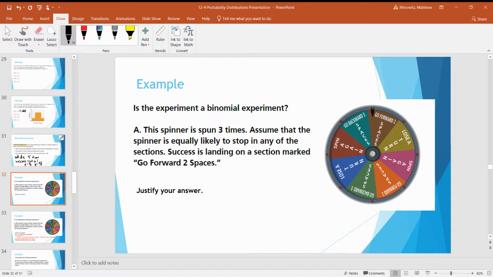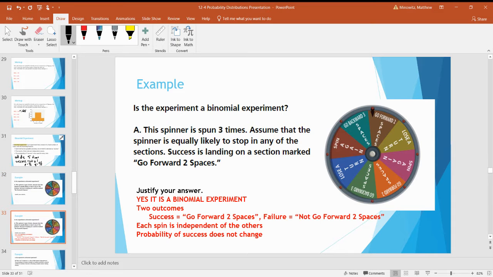Okay, so it says the spinner is equally likely. Every time I spin it, it seems like random chance, so I would say yes, it's a binomial experiment. We either have success, which is go forward 2 spaces, or failure, anything else. I don't care that there are 4 or 5 other options in the failure space. I've defined what I want to be success, and everything else is not. And it says each spin is independent, so I'd consider this a binomial experiment.